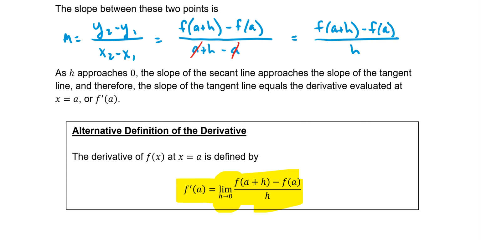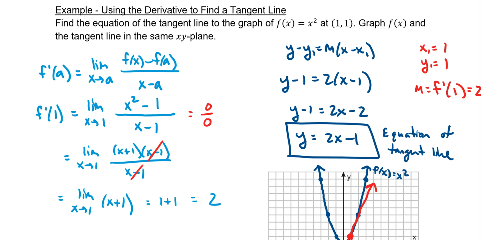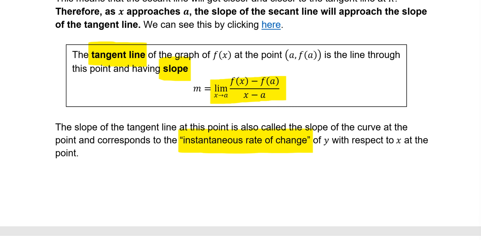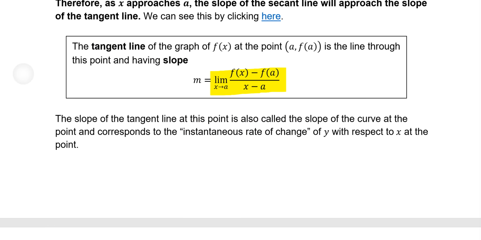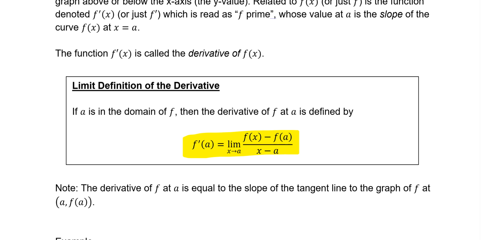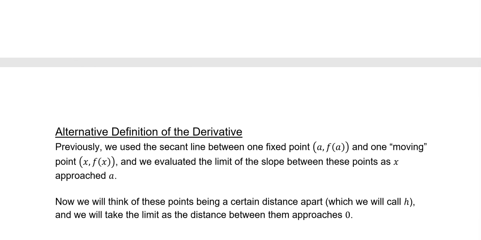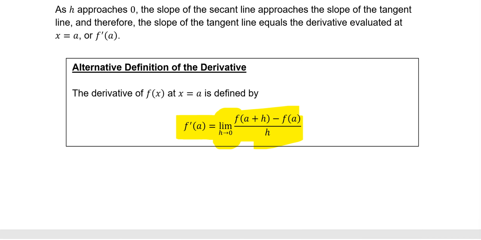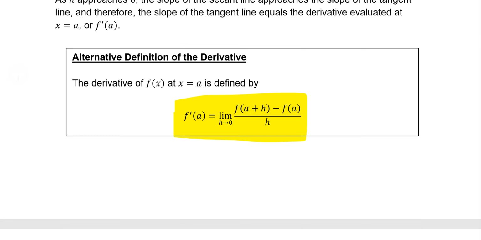So now we have two formulas that actually tell us the same exact thing. Let me scroll back up here. We have the limit as x approaches a of f of x minus f of a over x minus a. And now we have the limit as h approaches 0 of f of a plus h minus f of a all over h. And they both tell us the instantaneous rate of change, f prime of a, which is the slope of the tangent line at x equals a.